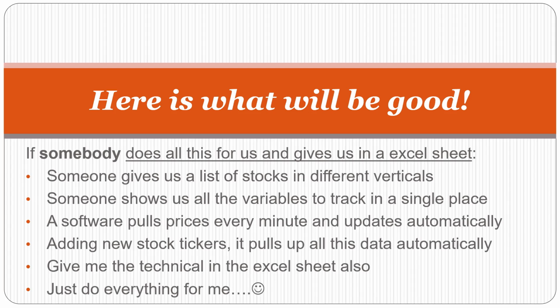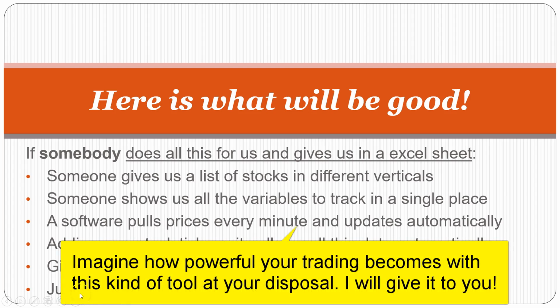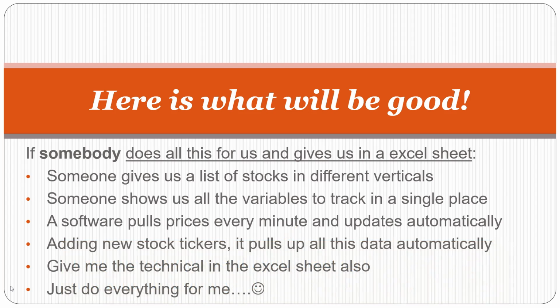All right, so this is how we will be able to be profitable in the stock market if we have everything ready, already done for us, the verticals chosen, the stocks in those verticals populated. You can just add a ticker name and it automatically pulls in all the details. It's a Google sheet, so I will just share this with you. You don't need to do anything, right? And this really saves you a lot of effort and time, right?